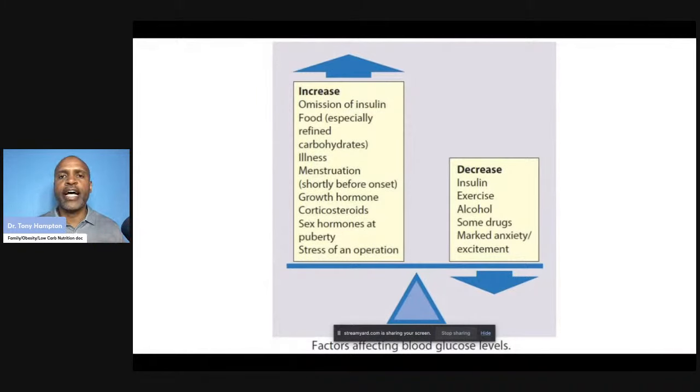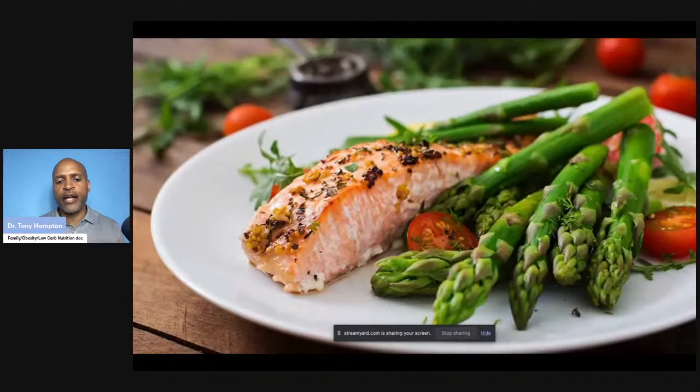So when you're trying to have good control, it's really going to take effort on your behalf to understand, okay, am I exercising today? What am I doing today? So you can start adjusting your medicine to reflect that.